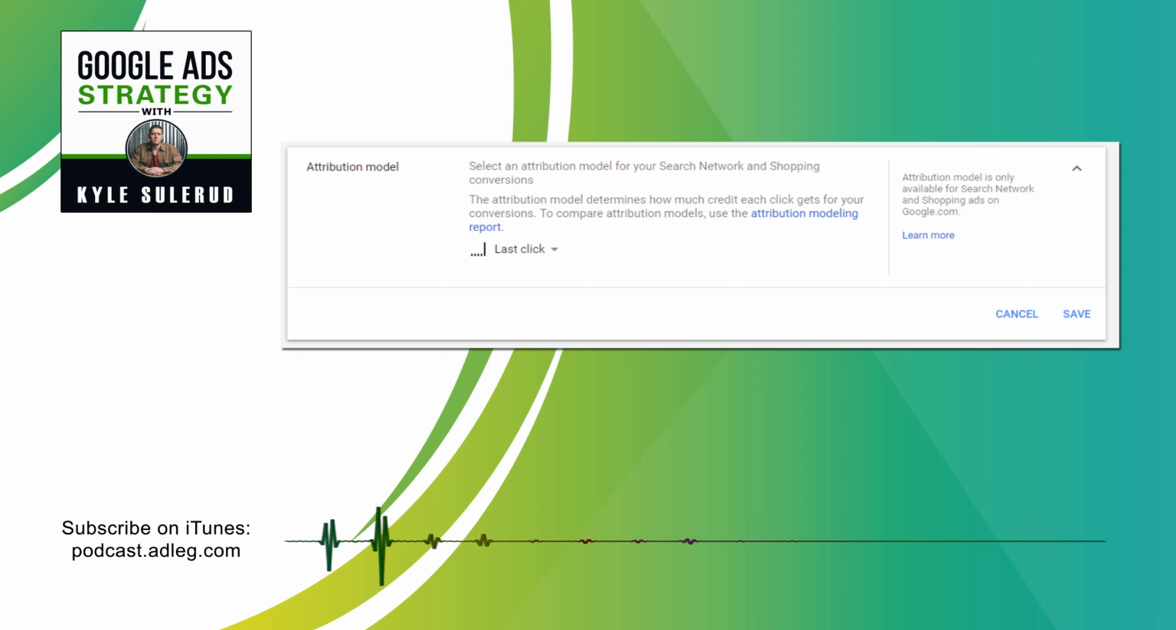In short, it means that if somebody clicked on more than one of your ads, you need to tell Google which of those clicks should get credit for the conversion. There are different options for specific clicks or different weighted options where certain clicks get more credit for each conversion. But essentially, the attribution tells Google how to give credit for those clicks.